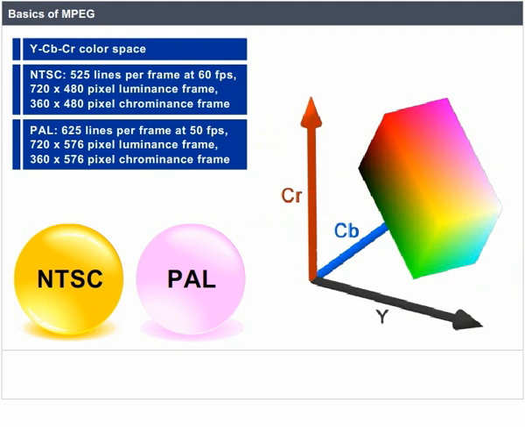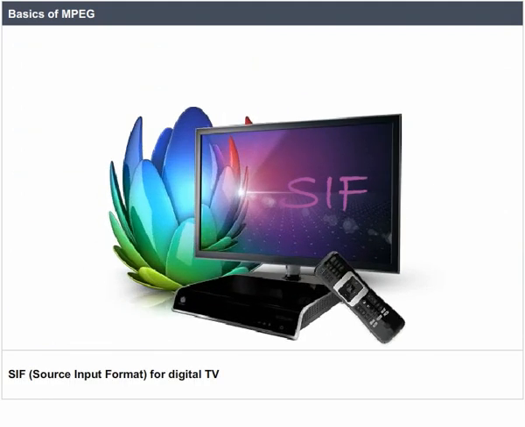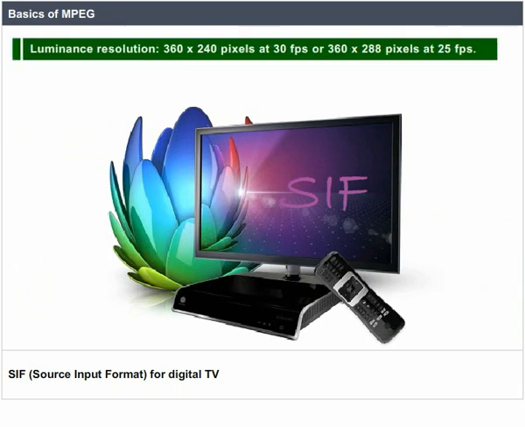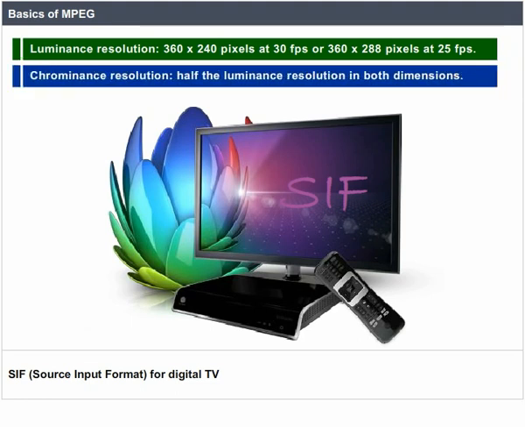SIF, source input format for digital TV. Luminance resolution 360 by 240 pixels at 30 fps or 360 by 288 pixels at 25 fps. Chrominance resolution is half the luminance resolution in both dimensions.